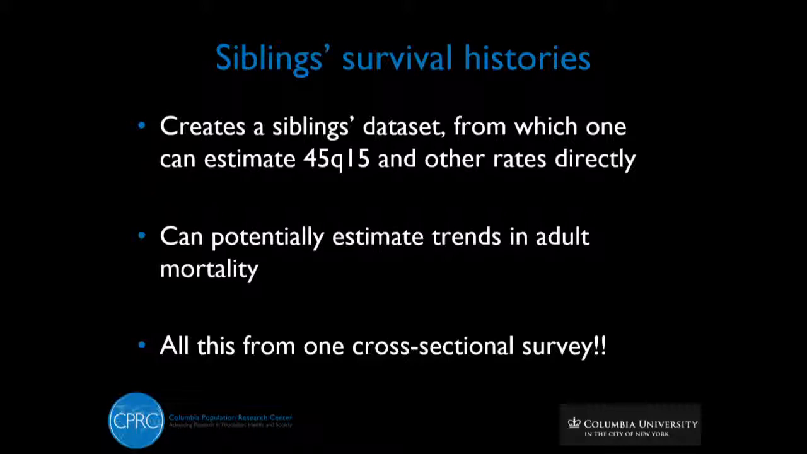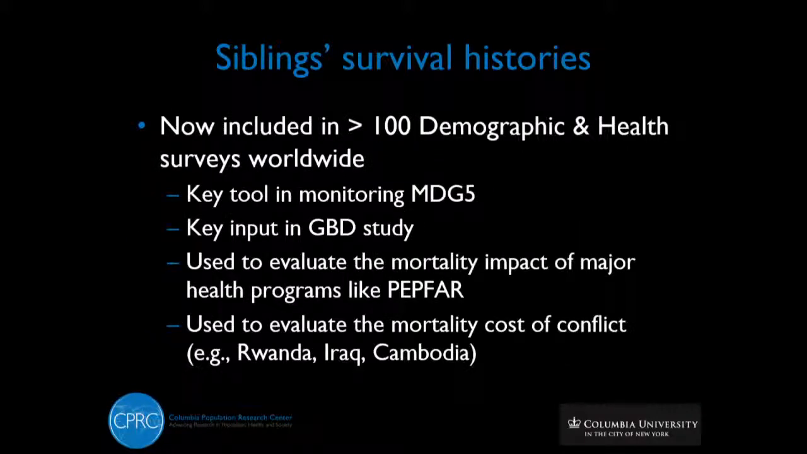So instead of having a fully functional vital registration system that takes a lot of time to put in place, we can do this in one survey, one interview with a sample of respondents. So it's very convenient. And as a result, and also I think in large part as a result of efforts coming out of this institute, sibling survival histories are now spreading very fast in surveys conducted in low-income countries.